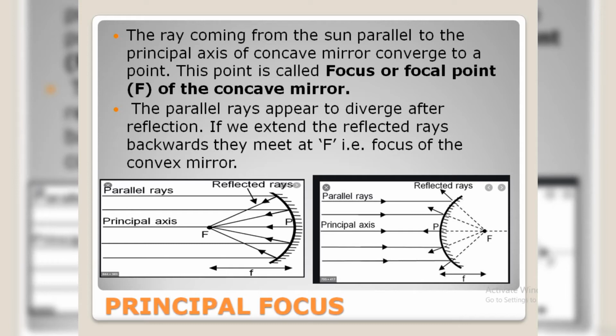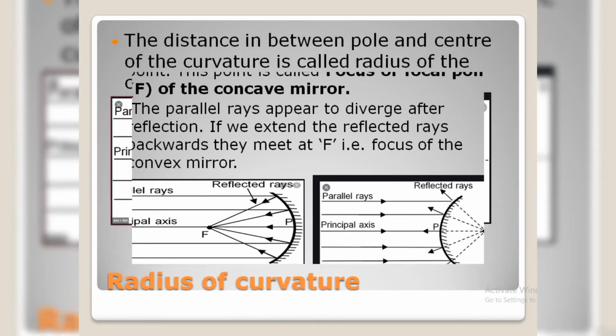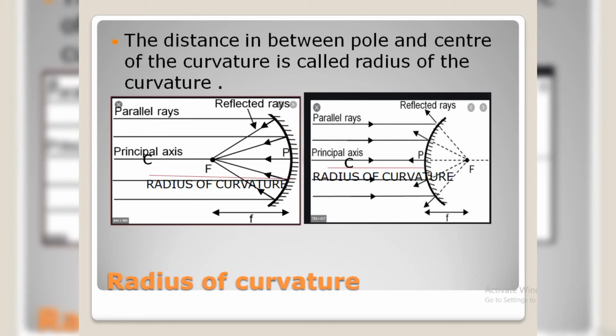All the lines converge towards a point, that is called focus. In the convex mirror, the reflecting surface is outwards. In a convex mirror, all the parallel lines look like they are moving from a particular point, that is also called focus. Here these two points are very important, sir.